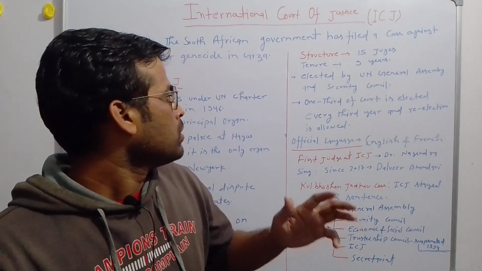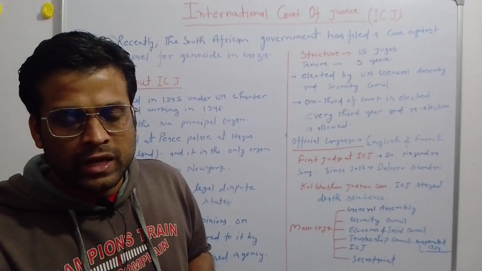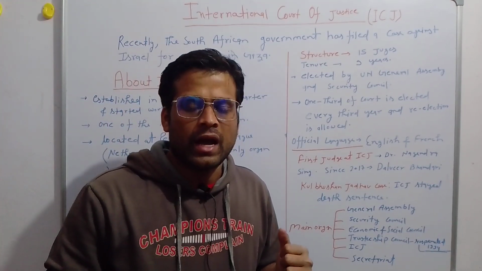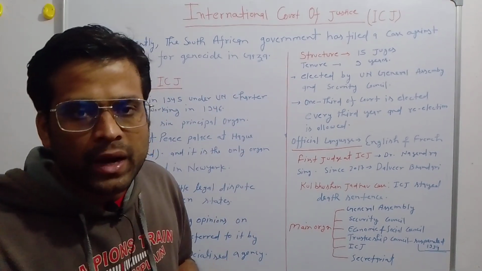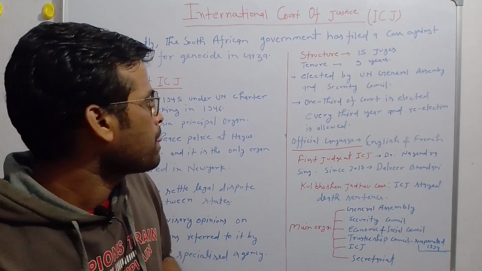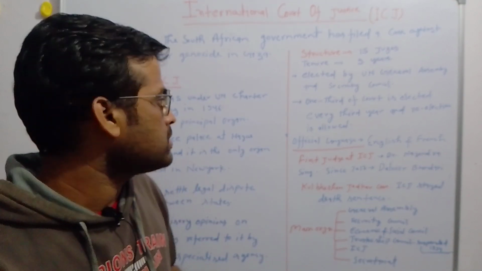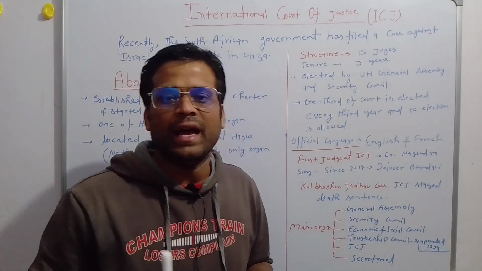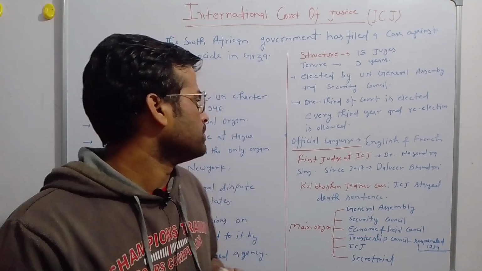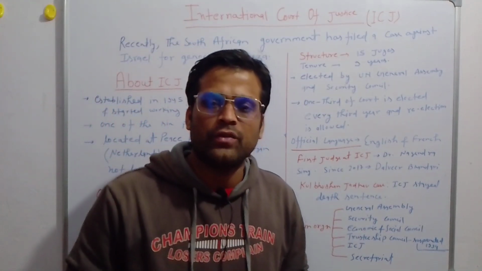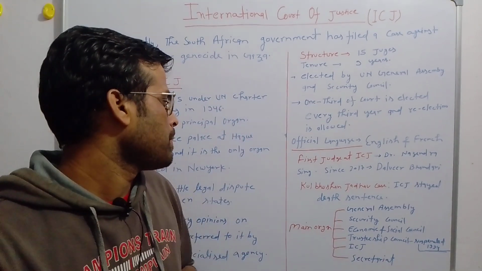Now we are going to learn about the structure of the International Court of Justice. There are 15 judges at the ICJ and the tenure is 9 years. They are elected by the General Assembly and Security Council. One third of the court is elected every 3 years and judges can be re-elected, meaning there is no limitation on the term. It has two official languages, English and French.